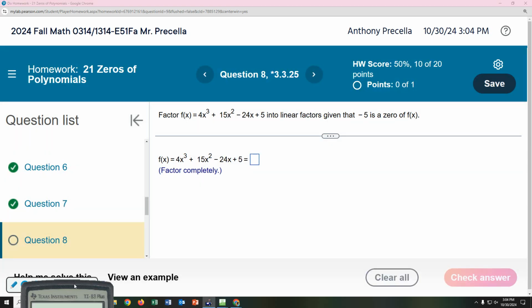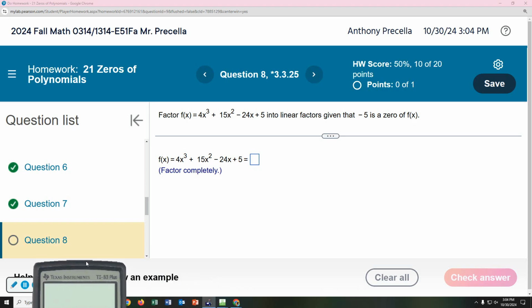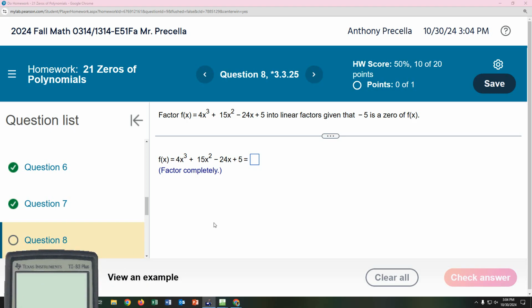Number 8. Same instructions. We're trying to factor f of x equals 4x cubed plus 15x squared minus 24x plus 5. And they tell us that k equals negative 5. Oh, this isn't number 5. This is number 8. Where did I get a 5 from? k equals negative 5 is a 0.